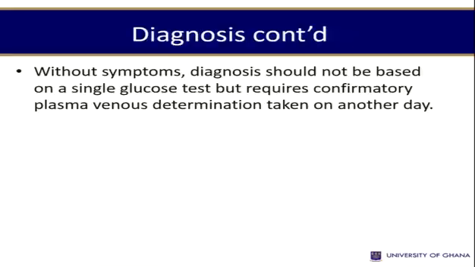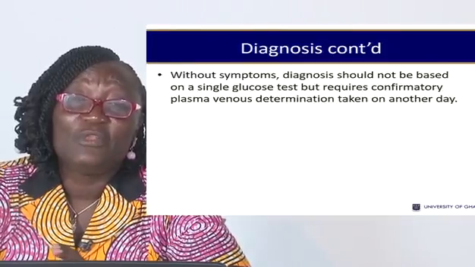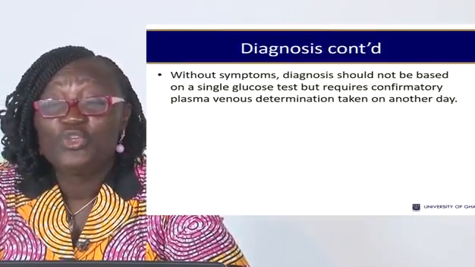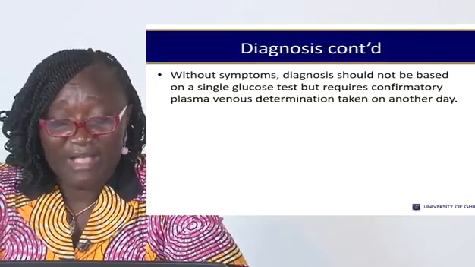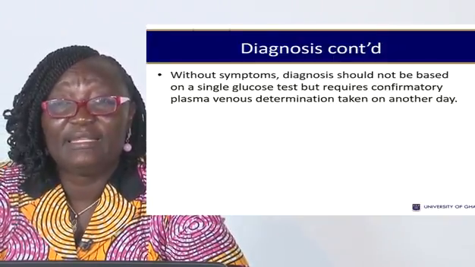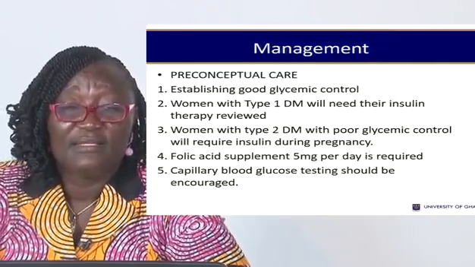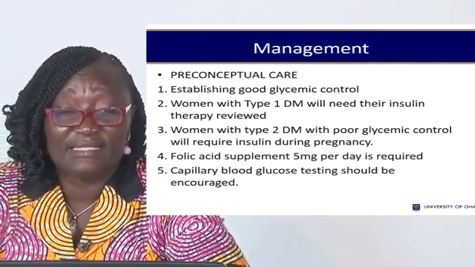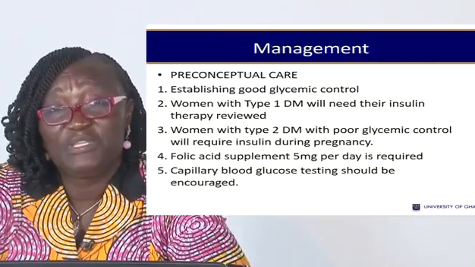Without symptoms, the diagnosis could be based on a single glucose test, but requires confirmatory plasma venous determination taken on another day. So if the woman comes to the antenatal clinic and you find she has sugar in the blood, you don't just go ahead to diagnose the woman of having diabetes. There is a need for you to take blood sample again and really monitor if it is even diabetes, what is the extent and what the treatment should be.